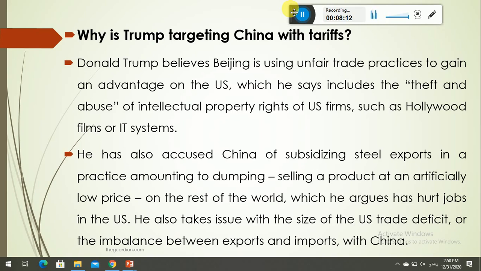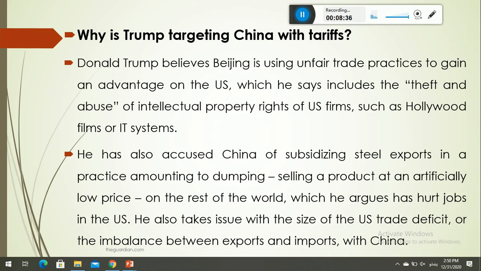So now we all know that whatever we are using is made in China. Whether it's a phone, shoes, clothing, toys, many things. Most of them are imported from China. So that's why there is a war between the USA and the Chinese government.